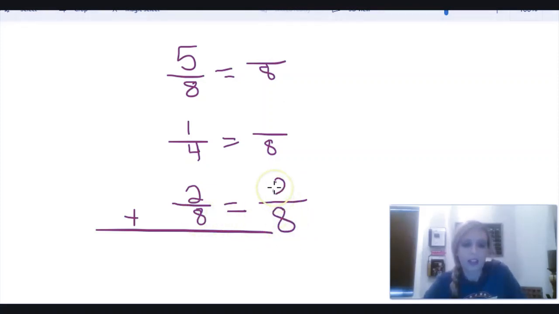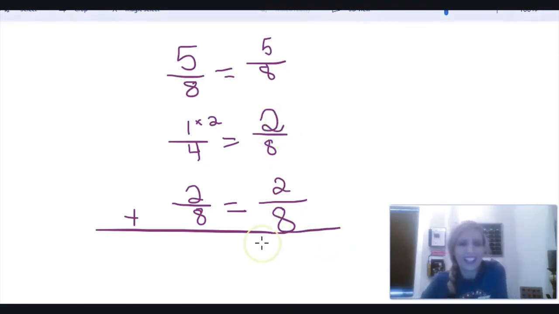Well, this is already 8, so I'm going to bring it over. This is already 8, so I'm going to bring it over. So the only one I need to change is the 1/4. Okay, so you ask yourself, what do I multiply 4 by to get 8? 2. Okay, I have to do the same thing to the top. So I'd multiply that by 2 to get 2. Following me? I hope so. Now I can go ahead and add because I have all like denominators and I'm just adding. So 8 is still the denominator. So then I would add all of these together to get 9.